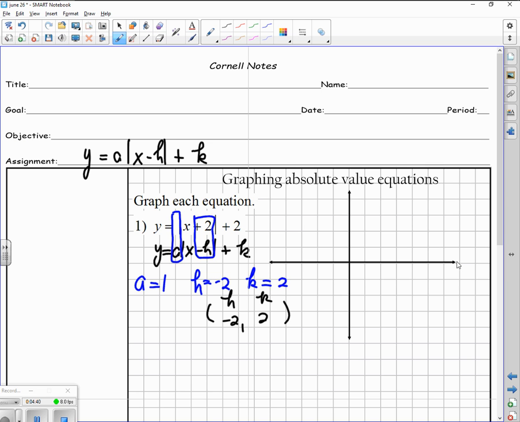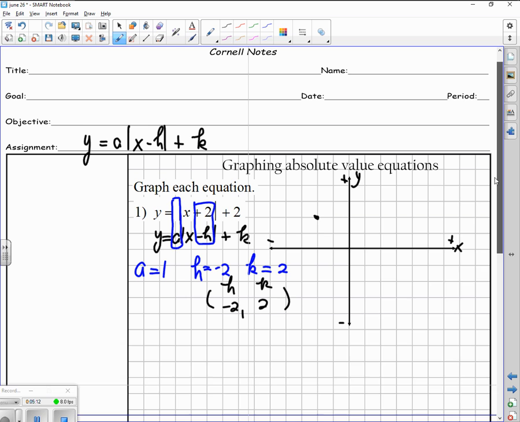So remember, this is the x-axis, and this is your y-axis. This is positive x, and this is negative x in this direction. Positive above and negative below. So negative 2, 2: if x is negative 2, go 2 to the left, and then k is positive 2. So that's the vertex.